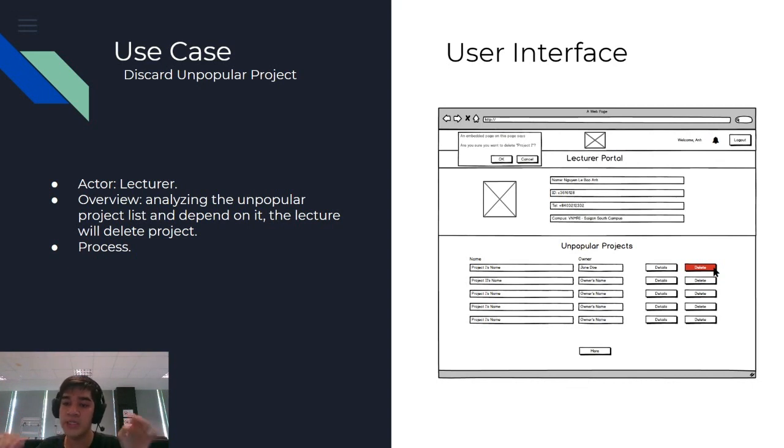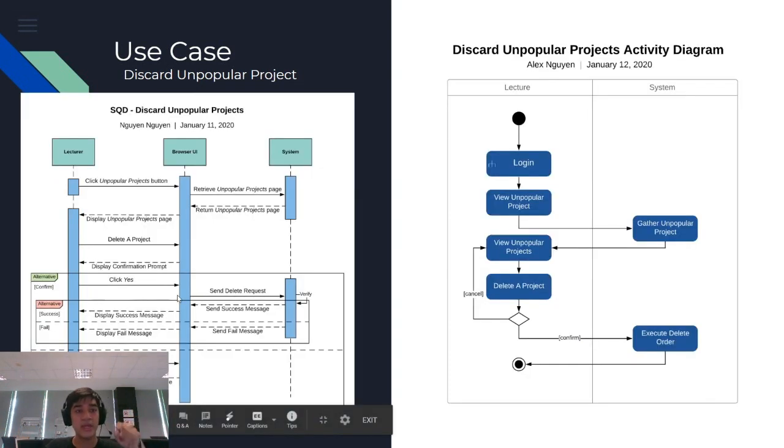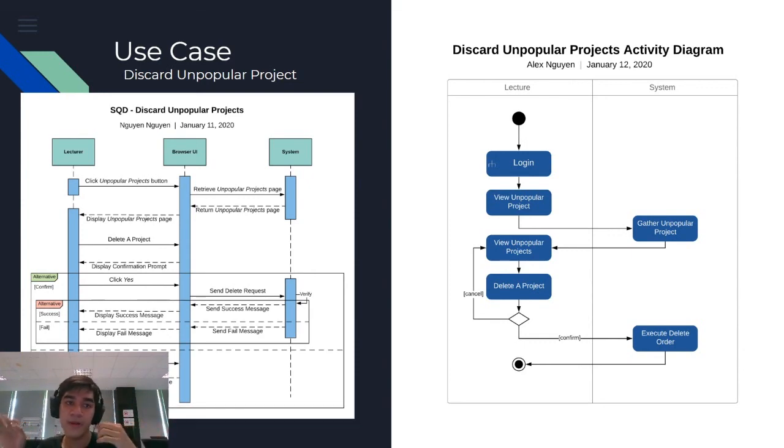To view the detail of any project, they will click on the detail button, and to delete the project, click on the delete button. And when they click on the delete button, we will receive a confirmation, and click on the OK button to confirm, or when they click on cancel, we'll cancel the project deletion. And if they want to see more, click the more button. And this is the sequence diagram and activity diagram of this use case.